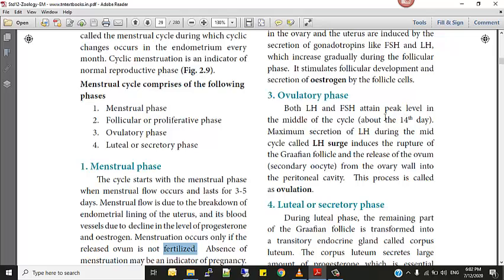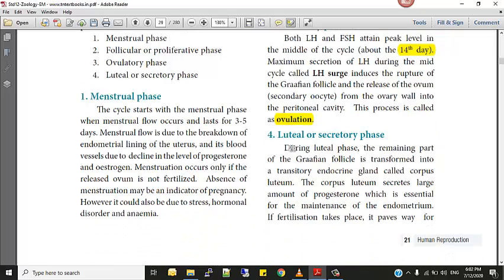So on the 14th day only, ovulation occurs. So you have to remember this. Ovulation occurs on the 14th day. So this is very important. This process is called ovulation.